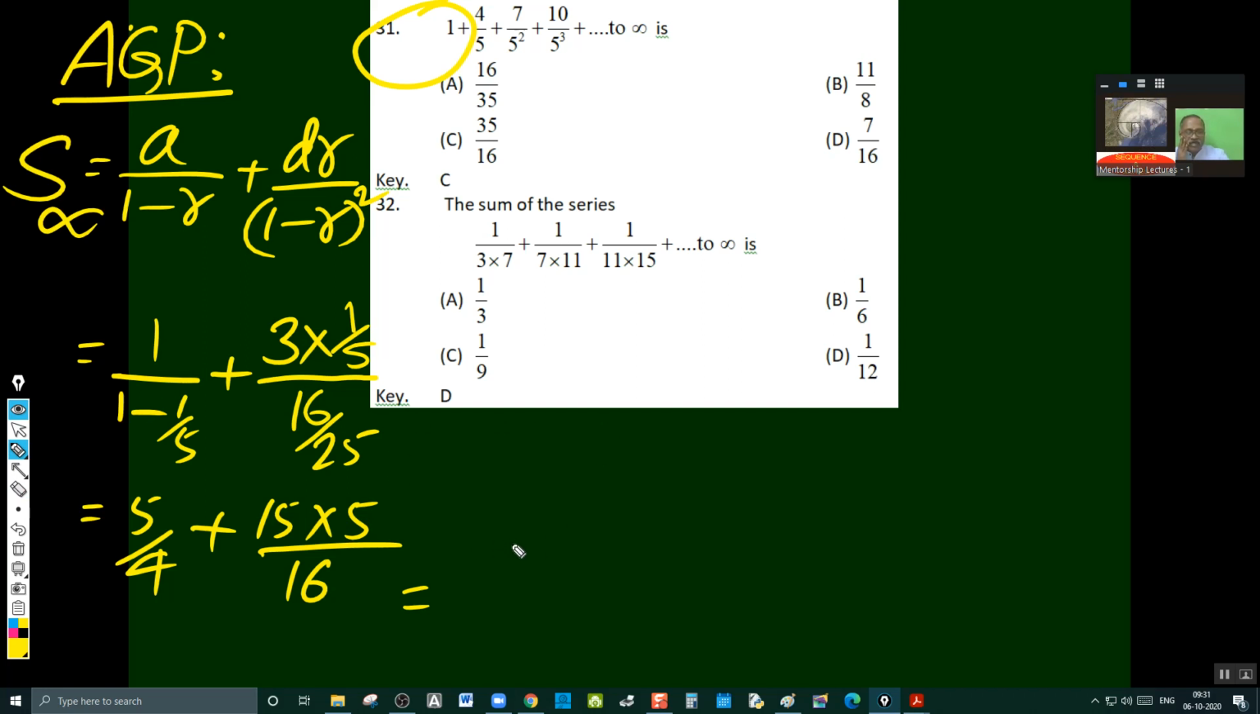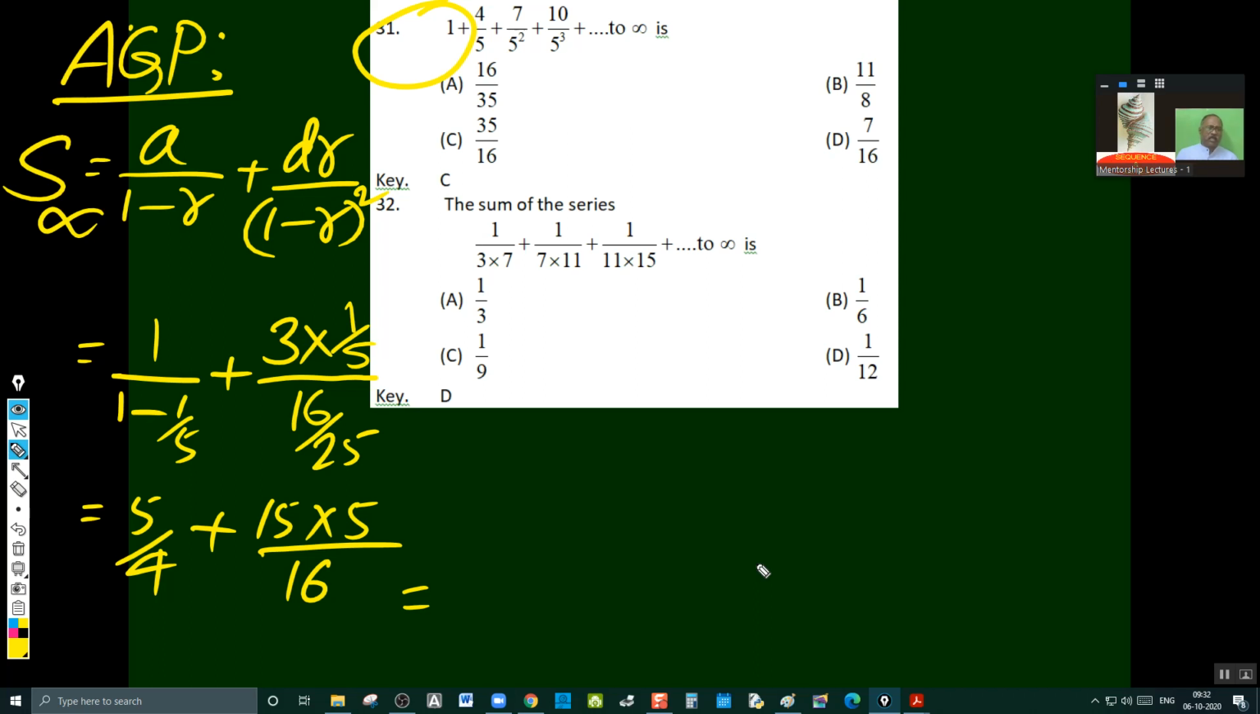75 plus 20. 95 by 16. This is wrong. 35 by 16 is the answer. I did not do it this way. I did it by the conventional method, just checking the formula. That is why I want to revise it. You must get it. You must get it.